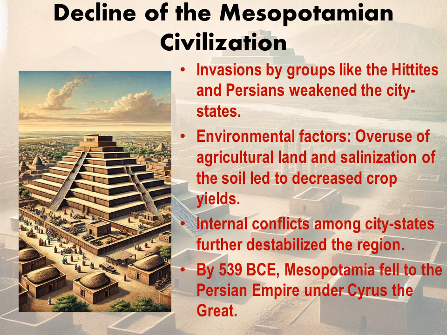By 539 BC, Mesopotamia fell to the Persian Empire under Cyrus the Great. Cyrus the Great was one of the most famous Persian emperors, and by 539 BC, the whole area of Mesopotamian civilization was under the control of Cyrus the Great.